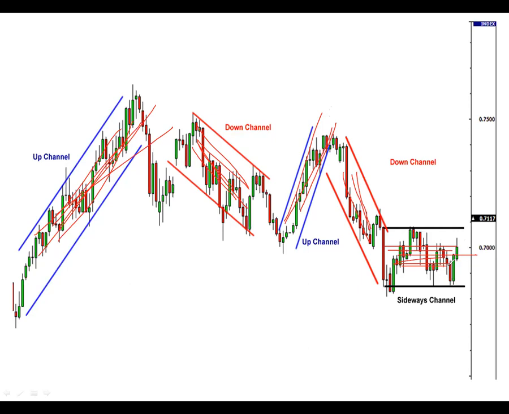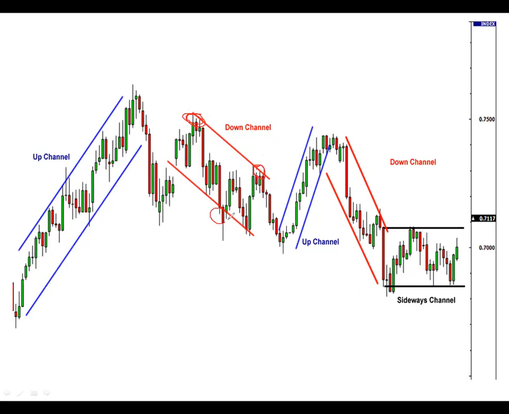Not moving up, not moving down. So this one here is what we call the consolidation or the sideways channel. So these are clear examples of channels on the chart. Once you can draw two parallel lines connecting support and resistance, if you look here, this is where the price came to touch the top of the channel. Again, it came to touch the top of the channel here.